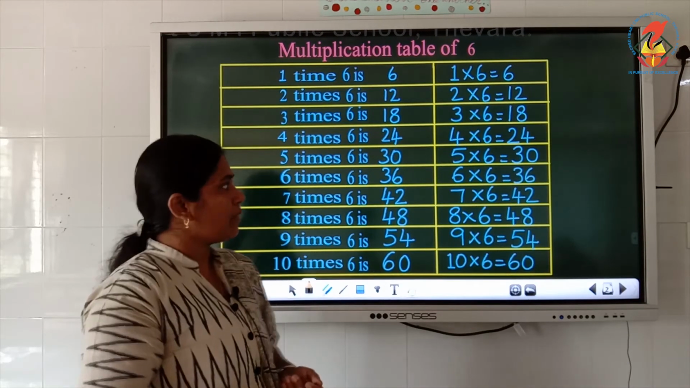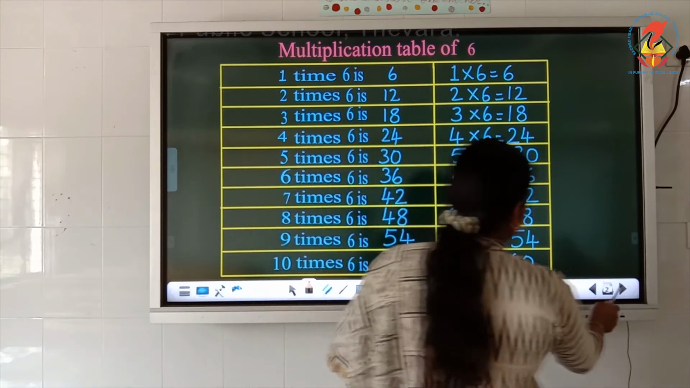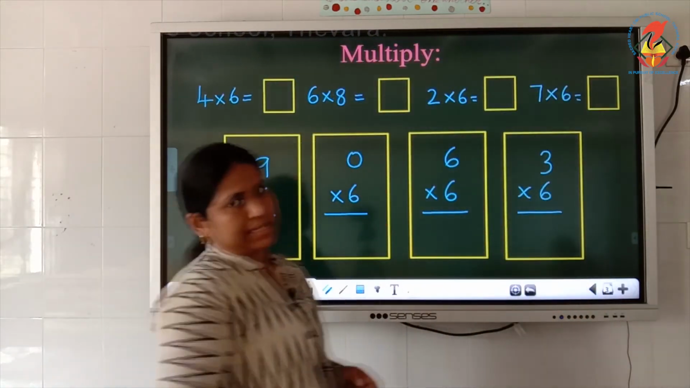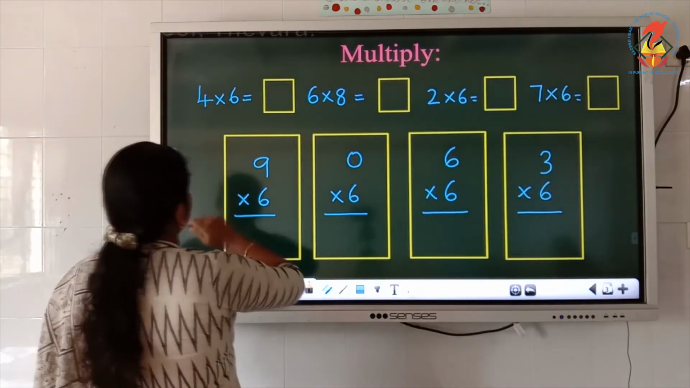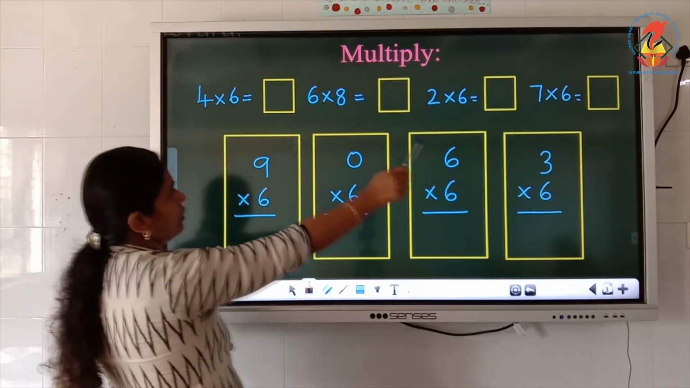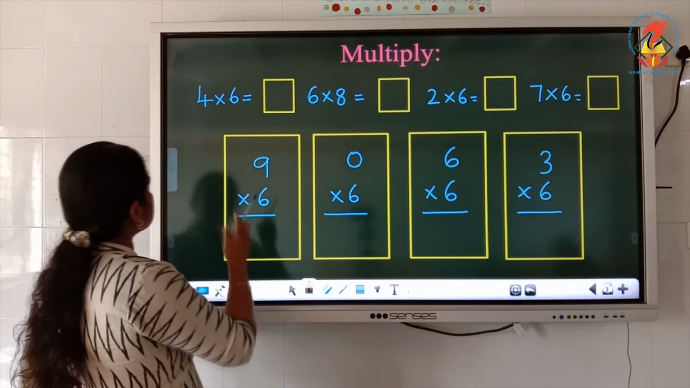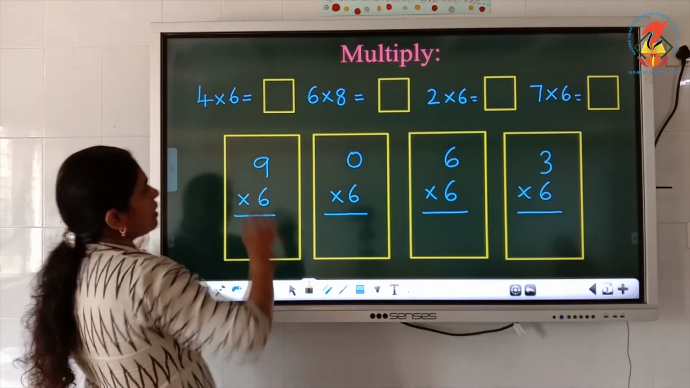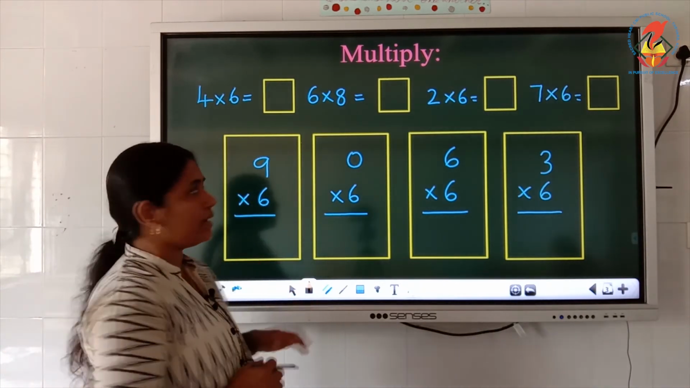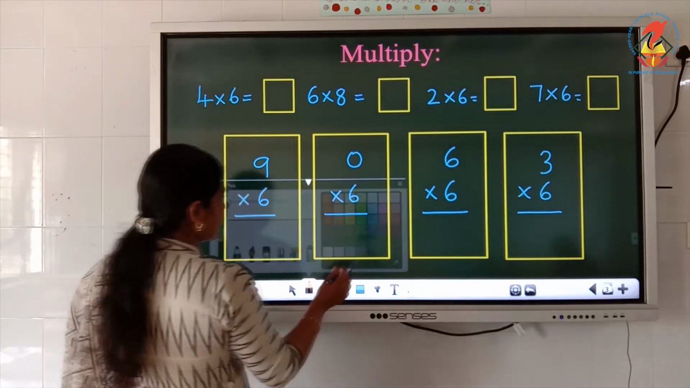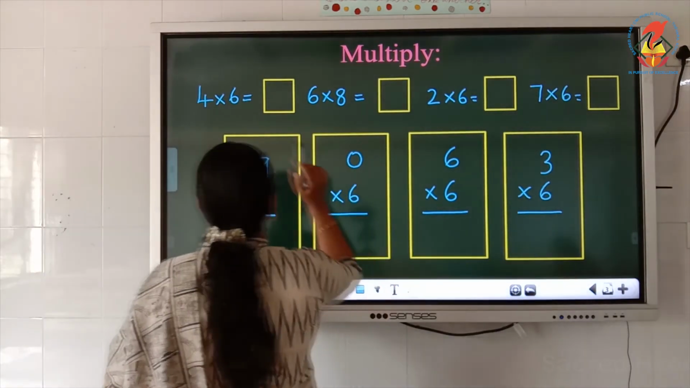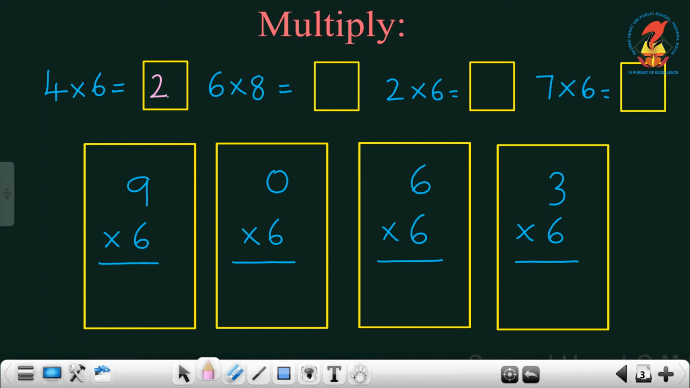Okay children. Now let's do some questions using multiplication table of 6. Multiply. Some horizontal questions and some vertical questions are given here. Look at the first question. 4 6 are. What is the answer from the table? 4 times 6 are 24. Write the answer 24.